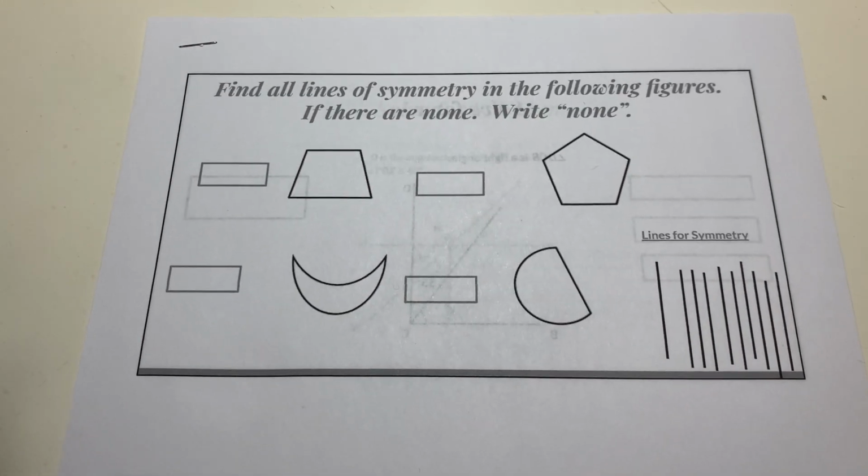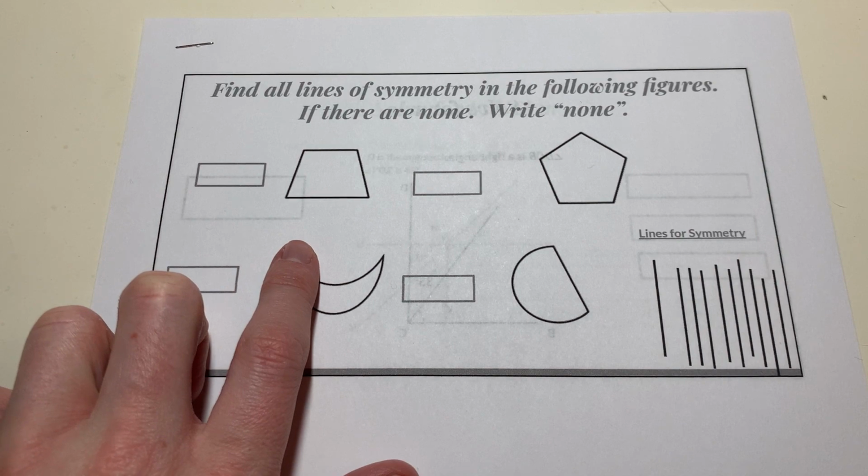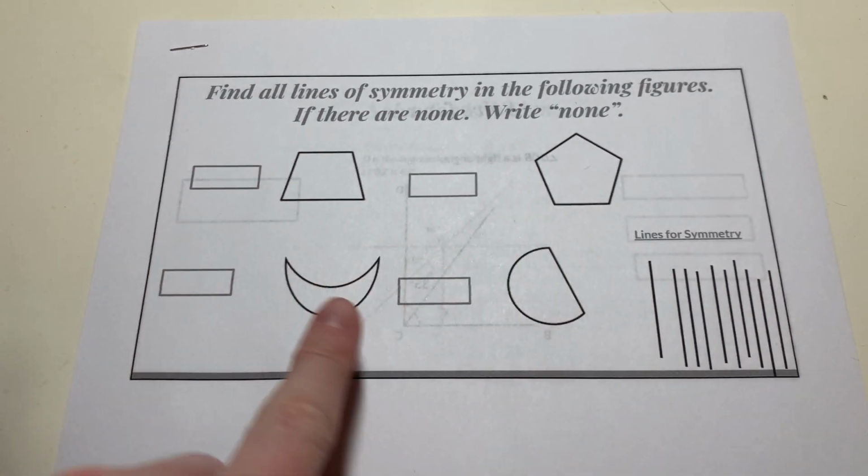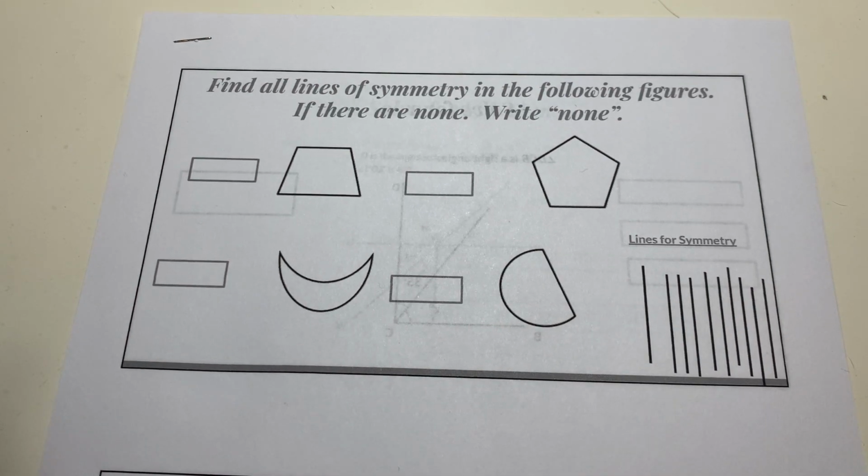All right, so this is our Mission 4 Part 2 review. You, of course, have a digital version. So here is the first one. We are going to find all of the lines of symmetry for these shapes. So this one, this one, this one, and this one. And if there's none, then you're going to write none.